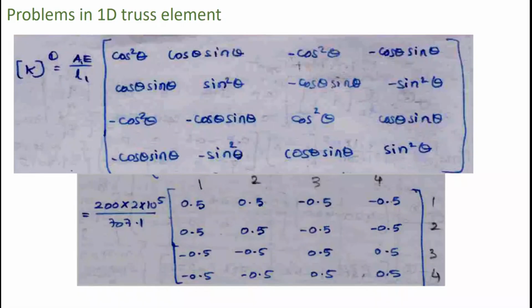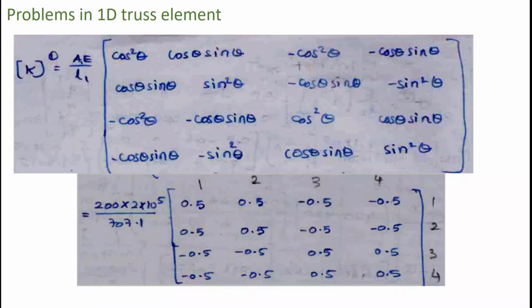So K will be AE divided by L, multiplied by the matrix with terms L square, Lm, minus L square, minus Lm; Lm, M square, minus Lm, minus M square; minus L square, minus Lm, L square, Lm; minus Lm, minus M square, Lm, M square.